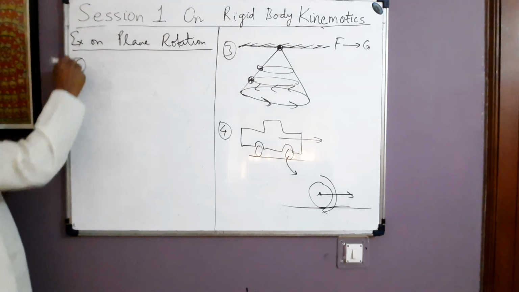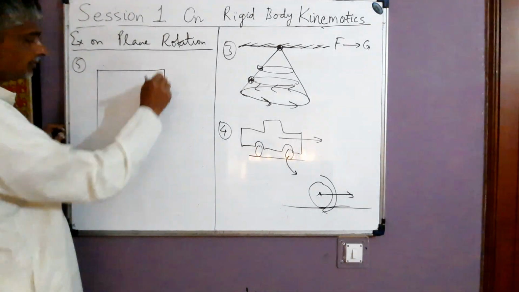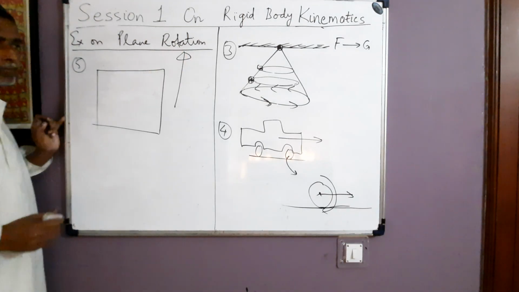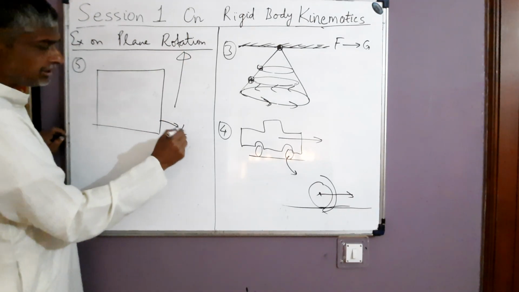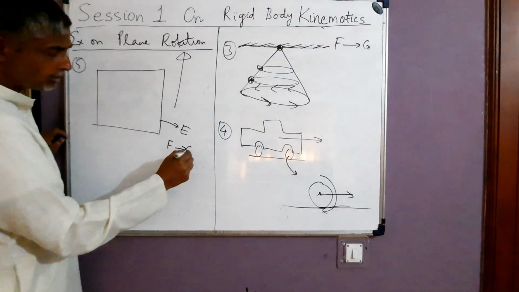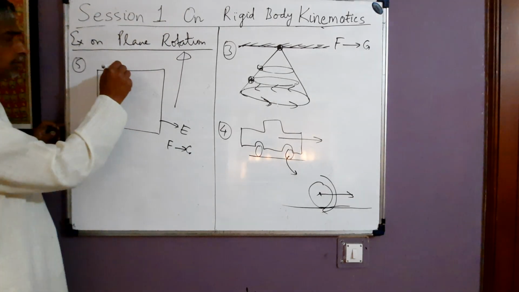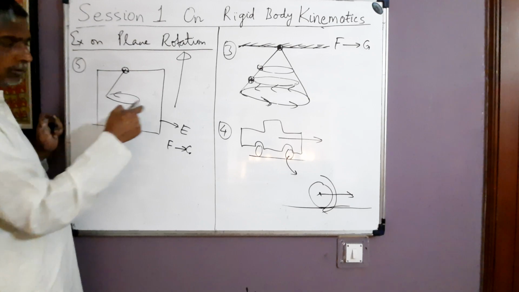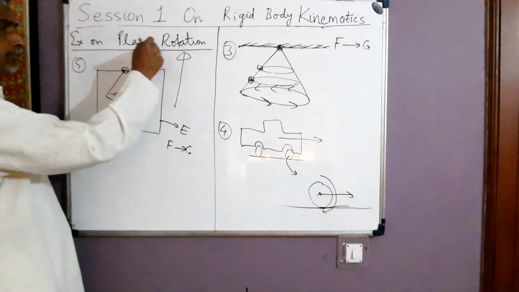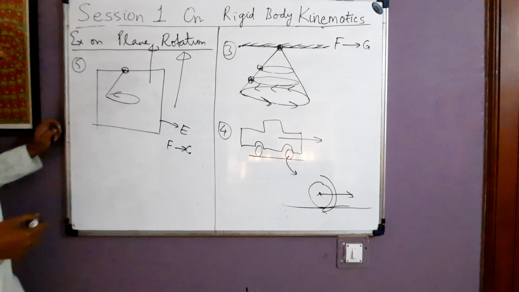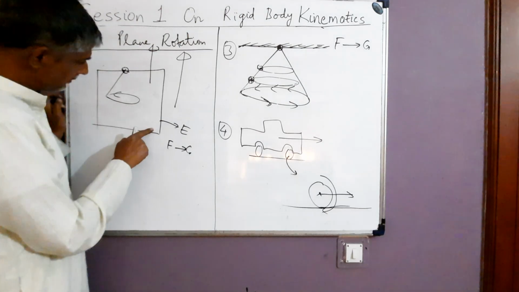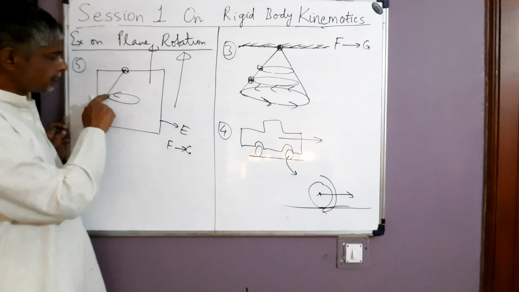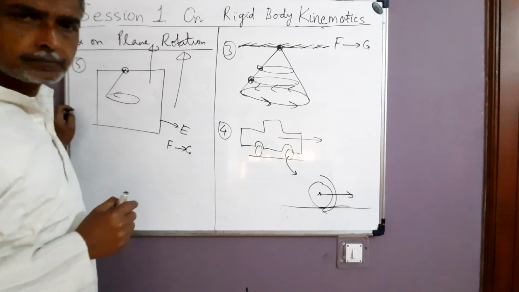See this one. Suppose we have an elevator moving upward with respect to ground. Instead of elevator we write E. Instead of F we have the ground frame. Okay. This is a rod which is pivoted here flexibly. The rod moves like a conical pendulum with respect to the elevator, and the elevator moves upward with respect to ground. Now with respect to the elevator, the motion of the rod is like that of a conical pendulum.